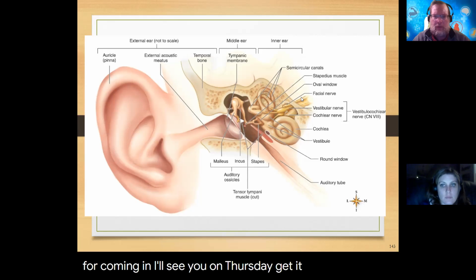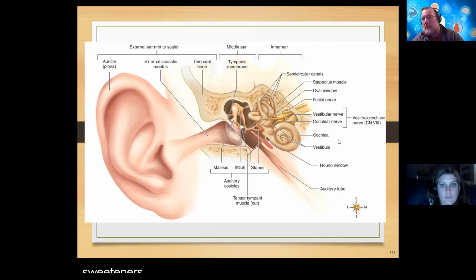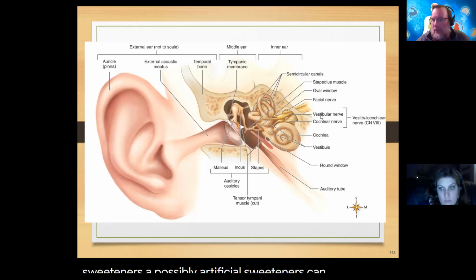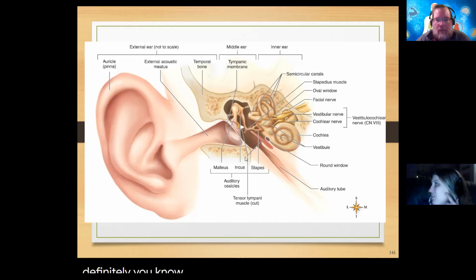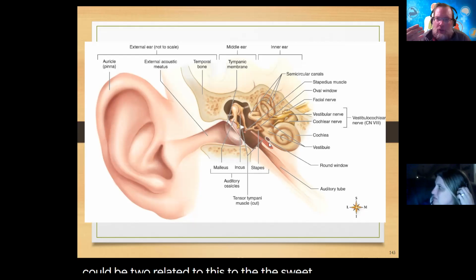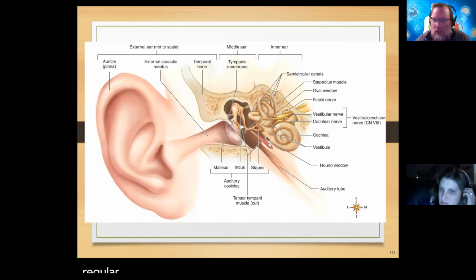Lori gets it for artificial sweeteners. Possibly, artificial sweeteners can cause that, definitely. That could be related to that umami, or it could be related to the sweet. Artificial sweeteners are oftentimes 300 to 600 times sweeter than regular cane sugar. That could be enough to trigger a hyper responsive sweet response, enough to give you a little bit of a headache too.